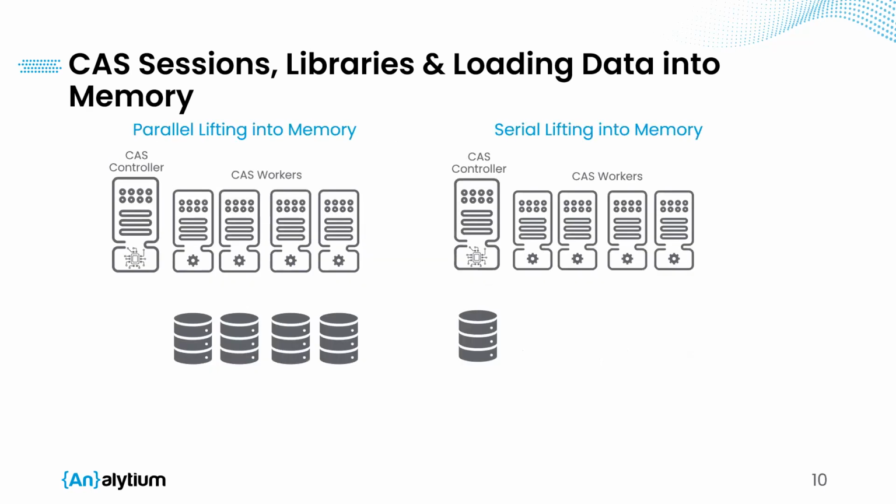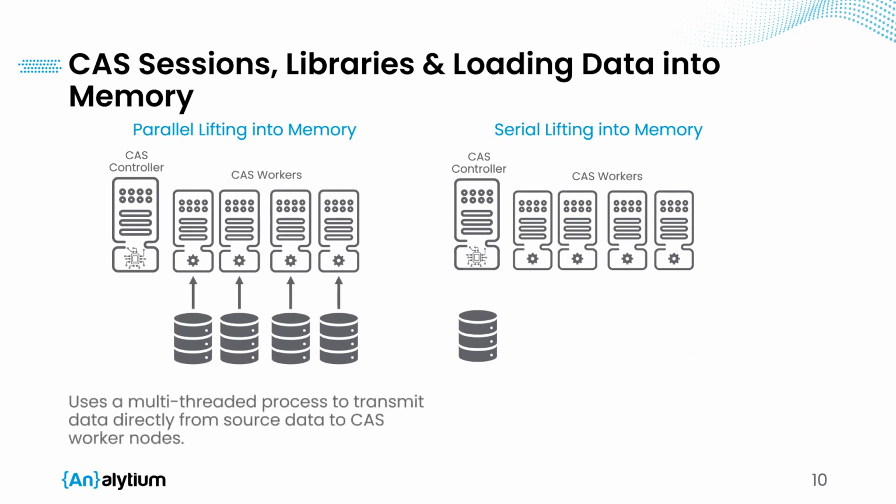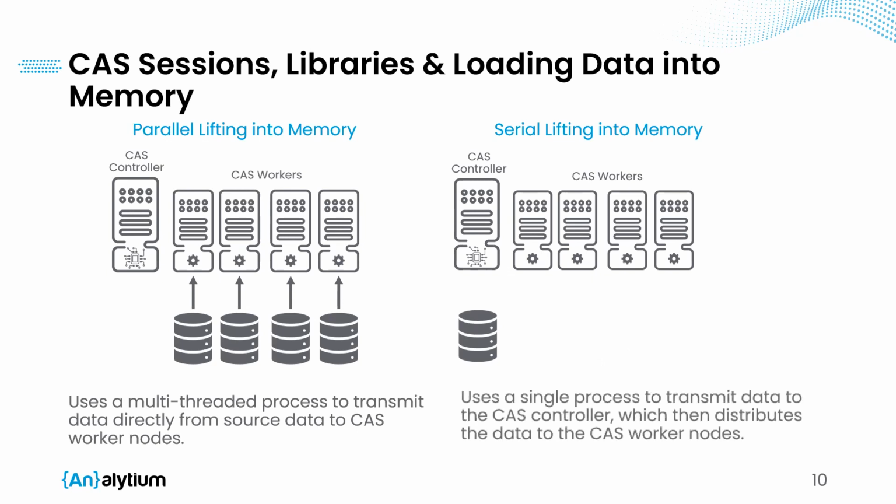With the first one, the parallel loading into memory, you're using a multi-threaded process to transmit data directly from source data to CAS worker nodes. With the serial loading, you're using a single process to transmit data to the CAS controller, which then distributes data to the various worker nodes.